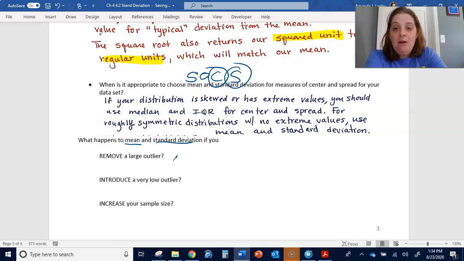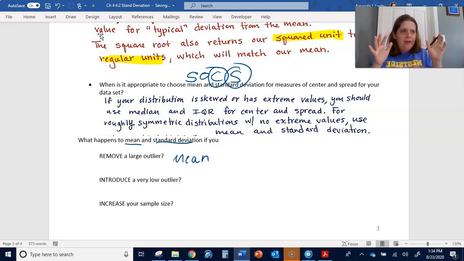All right, so if I'm talking about my mean, if I had a really high outlier that didn't seem to fit, and I remove it. So let's say that you had a bunch of tests and you have a whole bunch of 70s and you have a 105 you got on a test, and I say, I'm dropping that score. That wasn't reasonable. What happens to your average? You drop that high number, your mean is going to drop as well.